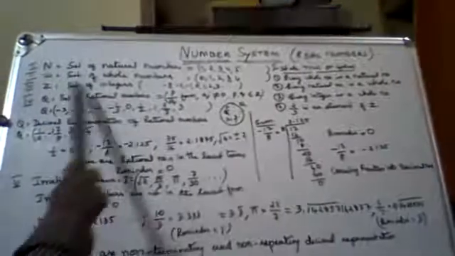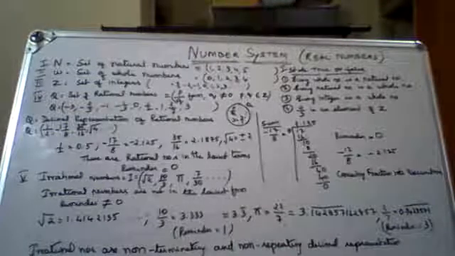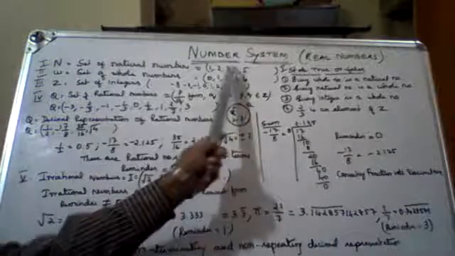The N is called a set of natural numbers. It's called the descriptive form. Natural numbers are 1, 2, 3, 4, 5. This is called the roster form.